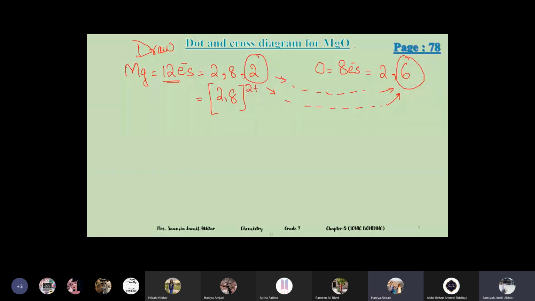Because oxygen will become 2 8 also. Yes, oxygen will become 2 8 in square brackets and 2 minus. Because magnesium has given 2 electrons, so 2 plus. Oxygen is receiving 2 electrons, so 2 minus. Okay, so this is the picture. Now you have to draw the diagram after the transference for this one.